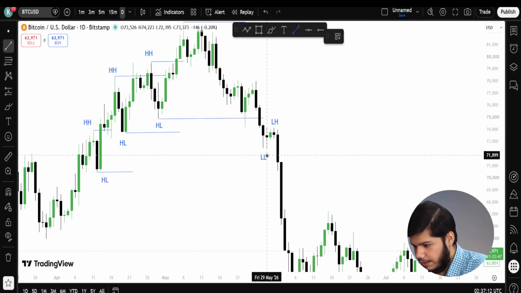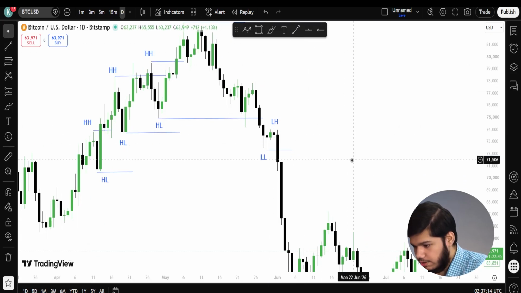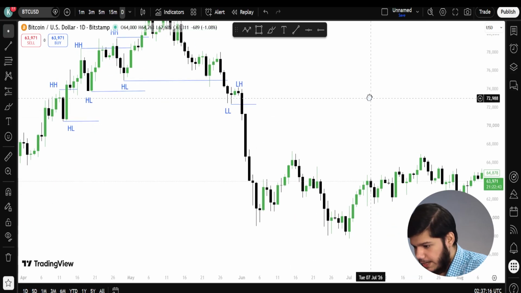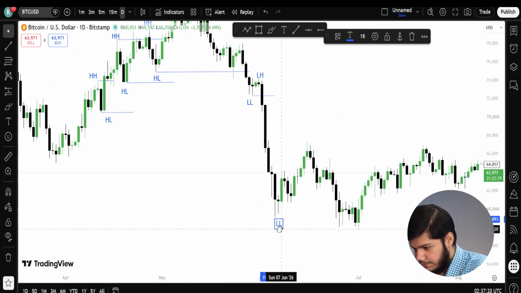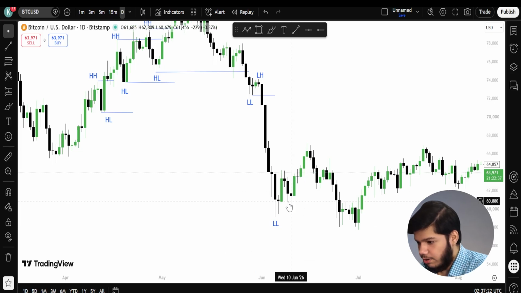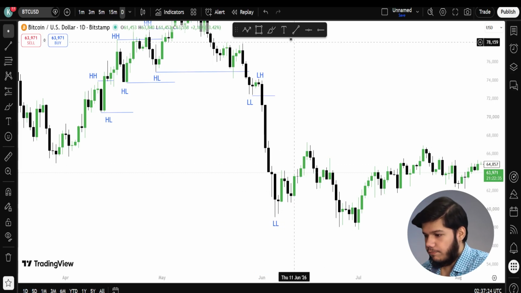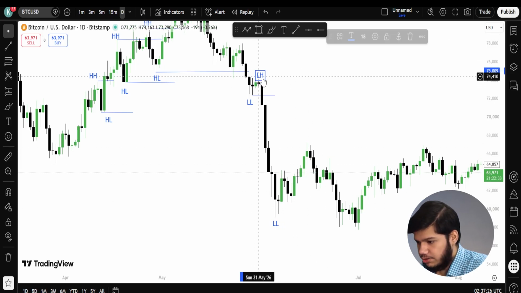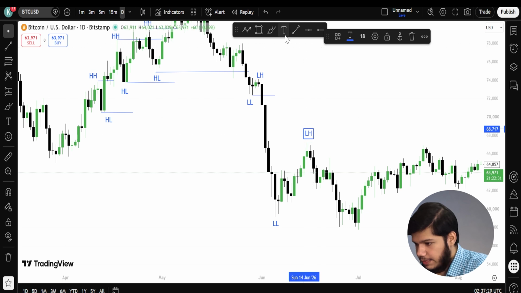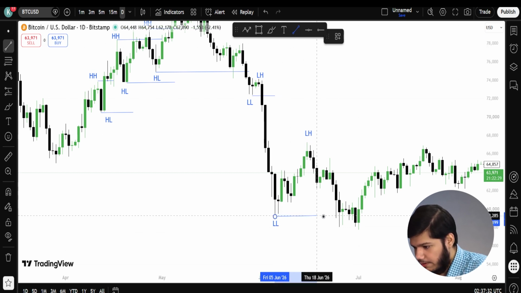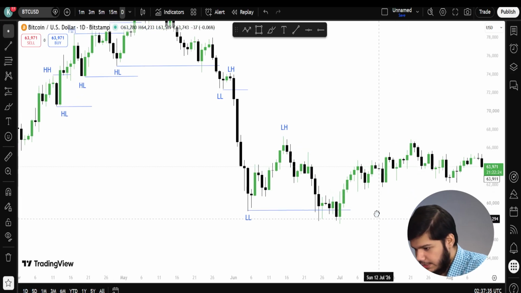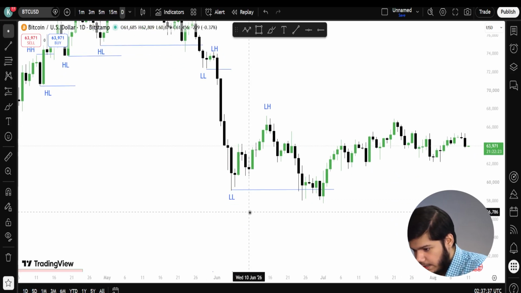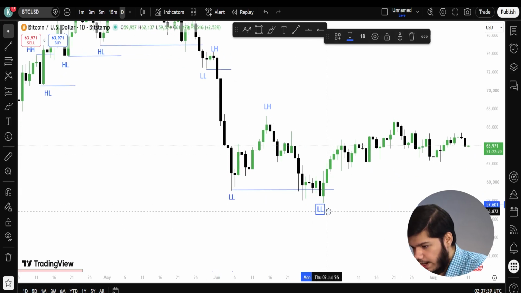Now see it right here. The price broke this lower low and eventually made a new lower low right here. So this was a new lower low. Price rallied upwards a little bit and created another lower high. Then price broke this level as well. So look right here, here it is. This was our new lower low.